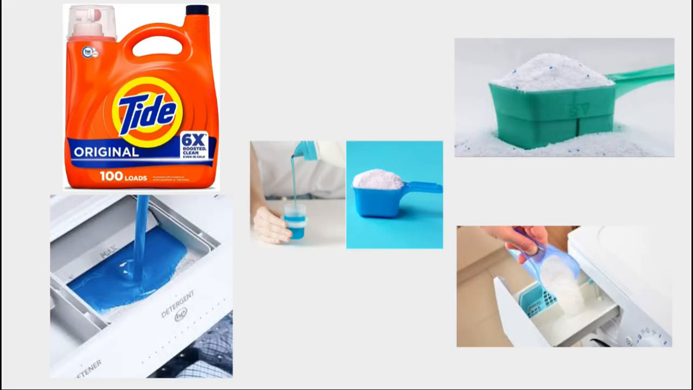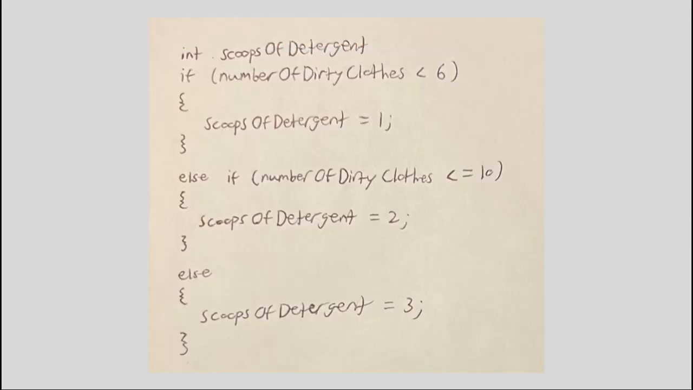But even after adding clothes, laundry detergent is essential to cleaning all the dirt and grease off. Therefore, depending on how many clothes were added, we should add corresponding scoops of detergent. To represent this, we can again define an integer, scoops of detergent, and use logical operators, such as before, to determine how many scoops should be added based on the previously listed number of dirty clothes.